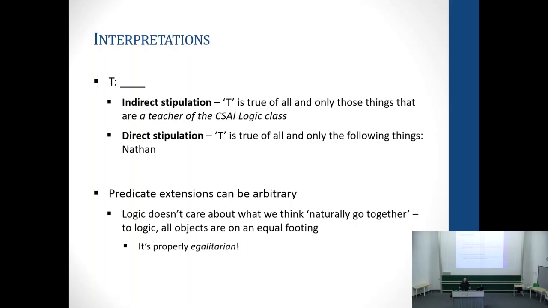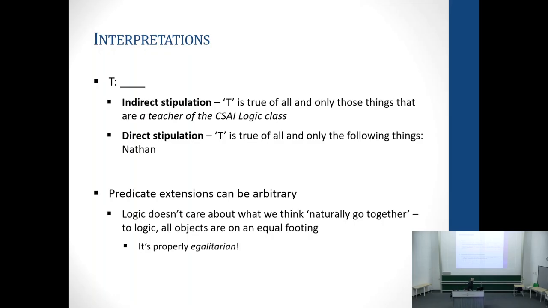Logic does not care about how well things fit together, in the sense of, okay, being a vegetarian is like a kind of sensible class. Logic is strictly egalitarian. Any collection is just as good as any other collection. So that means we can fix the extension of a predicate however we like. We can make it such that the predicate T applies to everything in the domain. We can make it such that it applies to nothing in the domain. We can make it apply to just some objects in the domain that we fix by direct stipulation.